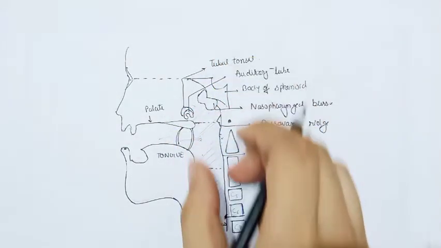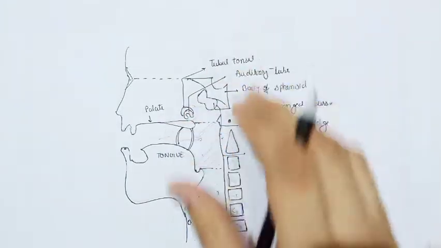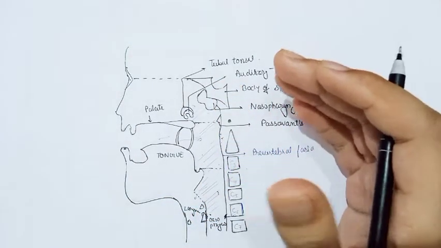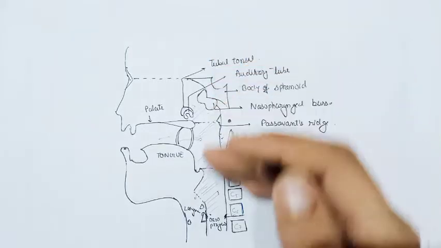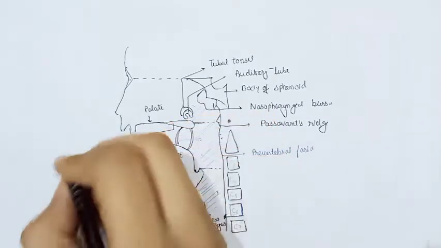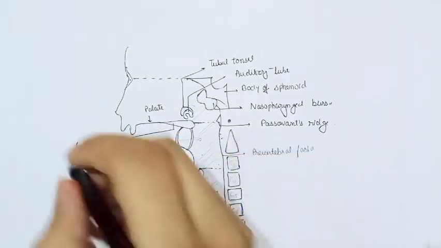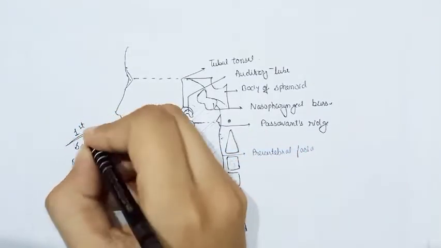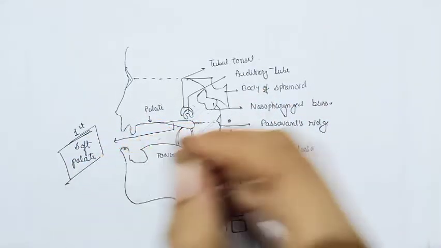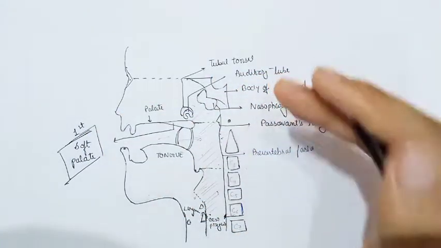We have two landmarks which divide the whole tube into three parts. The first landmark that separates the nasopharynx from the rest of the pharynx is the soft palate. So what is this? This is the soft palate. The soft palate is the first landmark that you have to remember. You have to remember just two landmarks. The first one is the soft palate. So from the base of the skull to the soft palate level, it is called the nasopharynx.